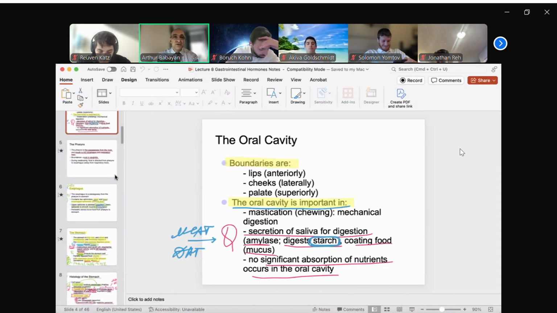What we have to know, the oral cavity: the boundaries are the lips, cheeks, and palate. The oral cavity is important for chewing, that is mastication, the process of chewing. Mastication means mechanical digestion.